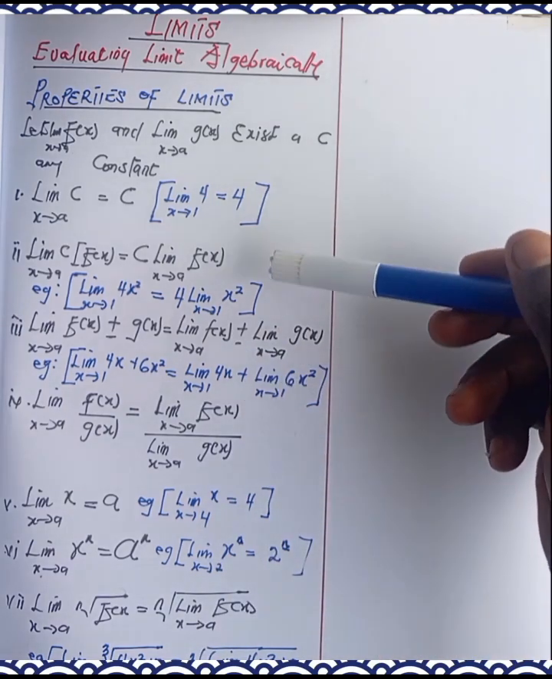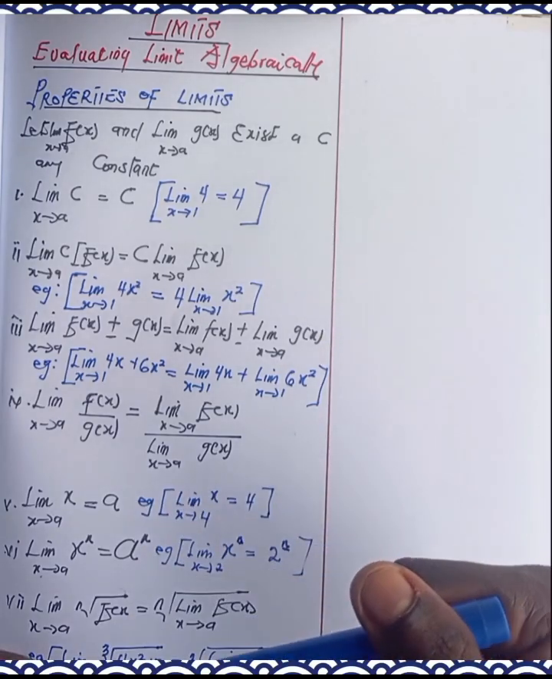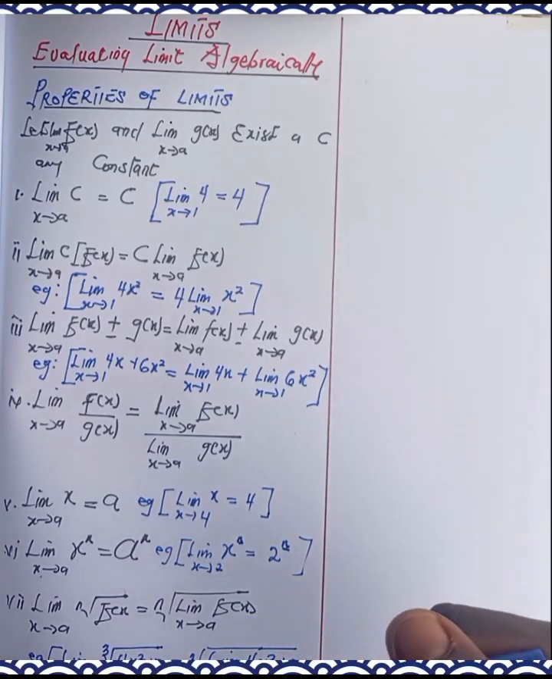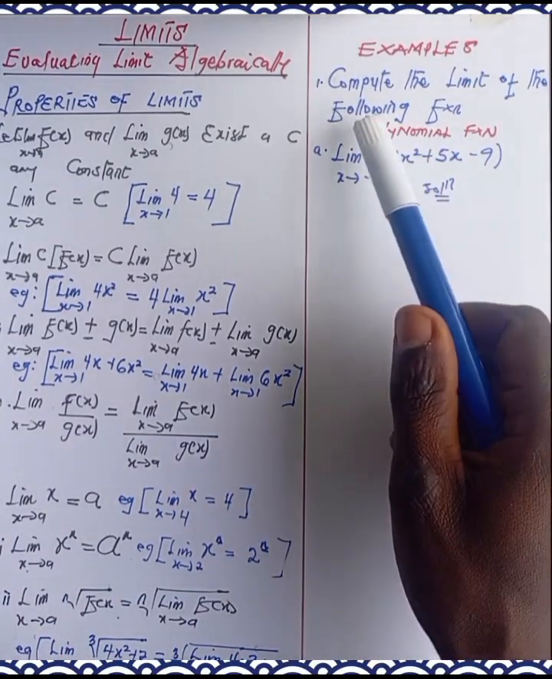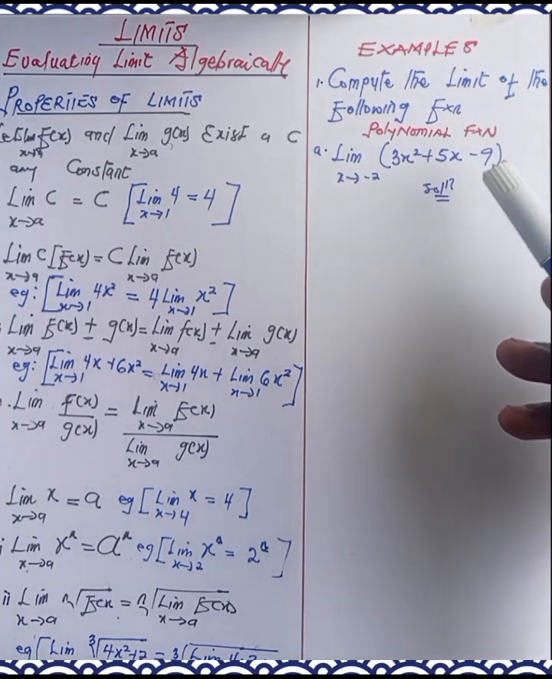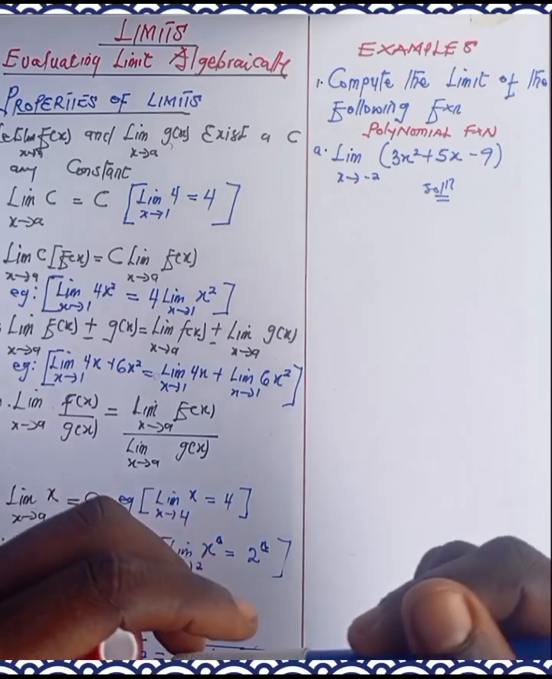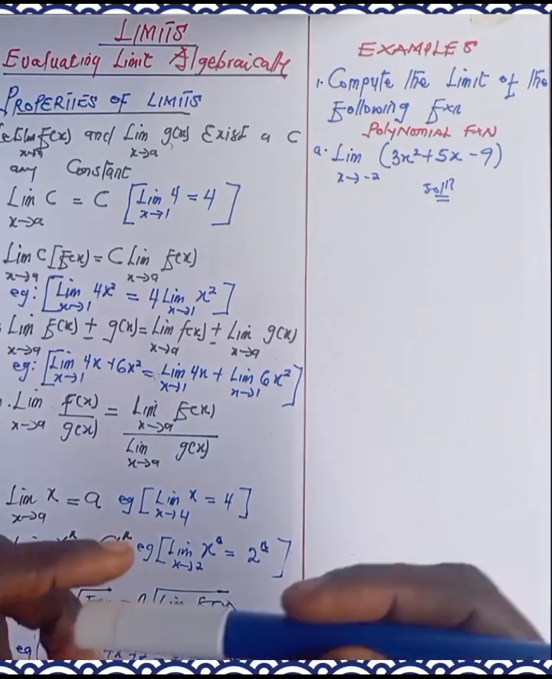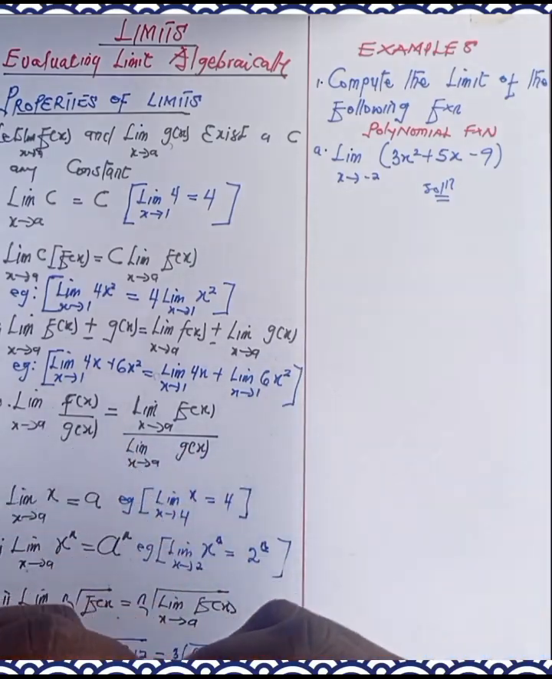Now that we know the properties, let's see how best we can apply these properties in evaluating the limit of a function algebraically. So we have the first example. We have to compute the limit of the following functions. We are looking at a polynomial function first, and then after that we look at a rational function. So we have the limit of this function as x approaches -2.